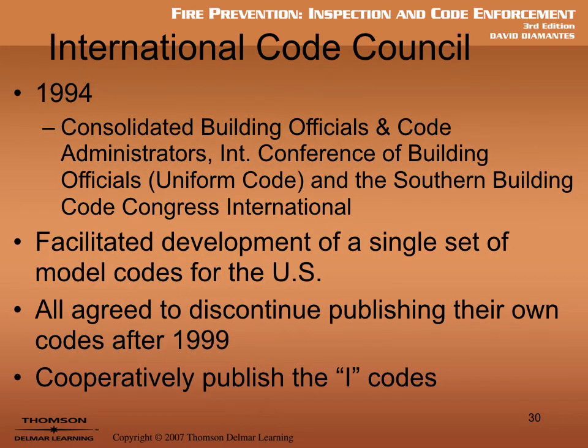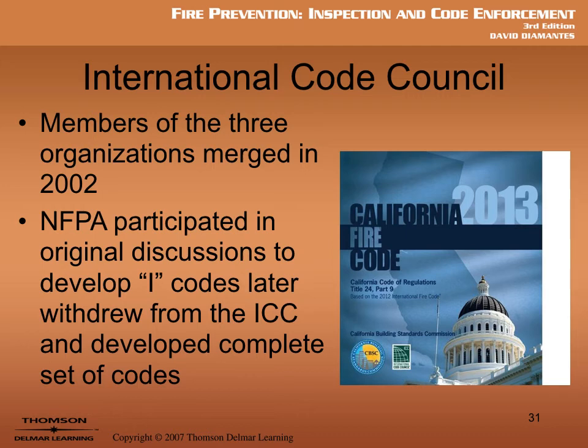So in 1994, they made the decision that they were going to stop publishing their own codes after 1999. So right around 2003, 2004, they started cooperatively publishing the I codes. The NFPA backed out and they decided to do their own thing. So those three organizations merged in 2002, and then right around then they made their first published code that came out, and California adopted it.